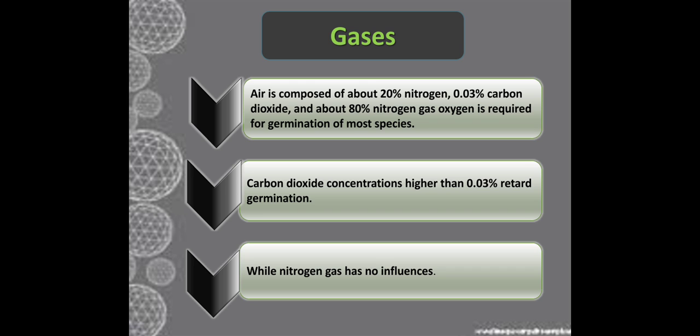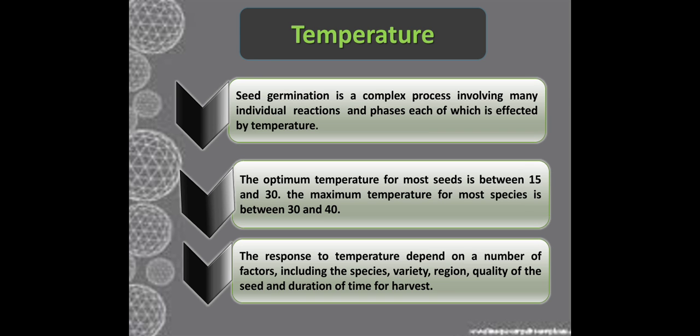Gases: air is composed of about 80% nitrogen and 0.03% carbon dioxide. Oxygen is required for germination of most species. Carbon dioxide concentration higher than 0.03% retards germination, while nitrogen gas has no influence.